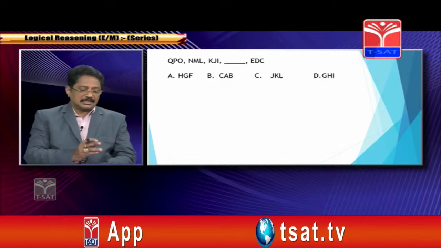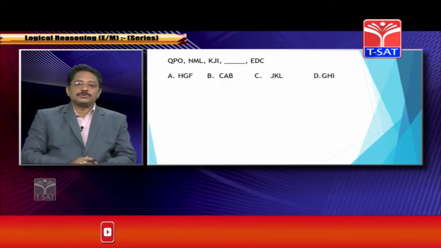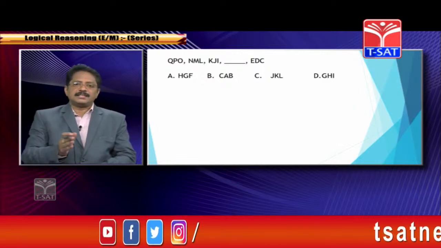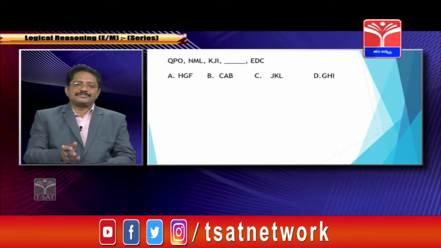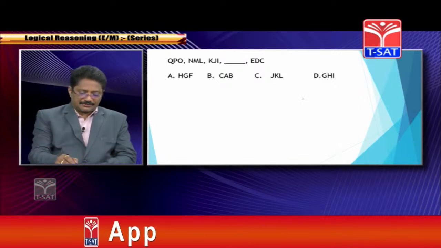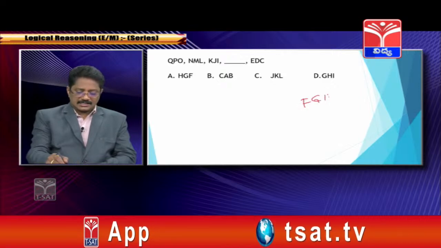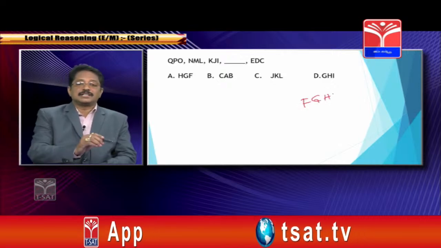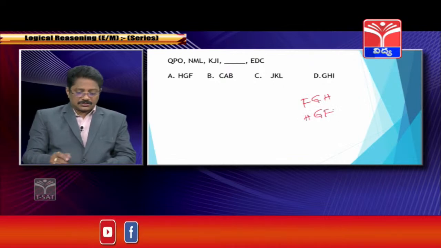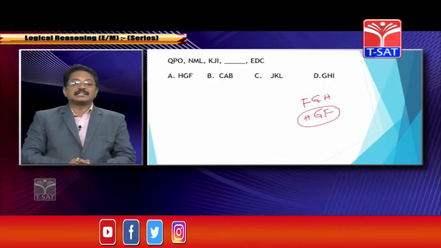IJK, LMN, OPQ. So now what is CDE after that? ABCDE. Next FGH. Correct? FGH. So FGH is a required term. So in reverse order, HGF is a reverse order. So HGF is a correct answer.